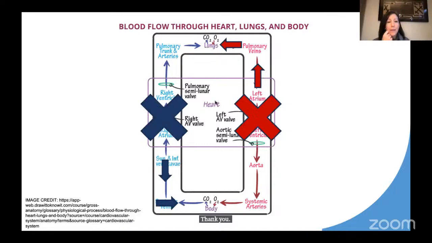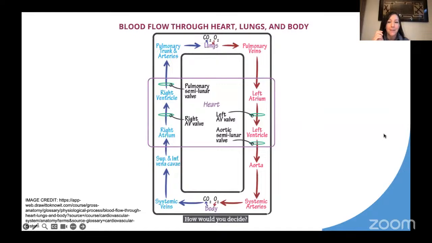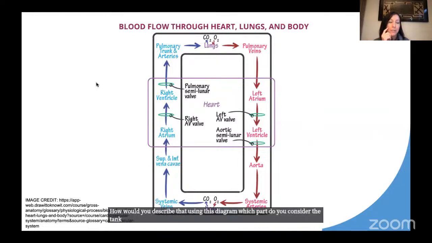Thank you, Pauline. I think this diagram is also quite good for demonstrating why we might say that blood circulation is a tank, a pump, and some pipes. How would you describe that using this diagram? Which part do you consider the tank? Which part do you consider the pump? And which part do you consider the pipes?